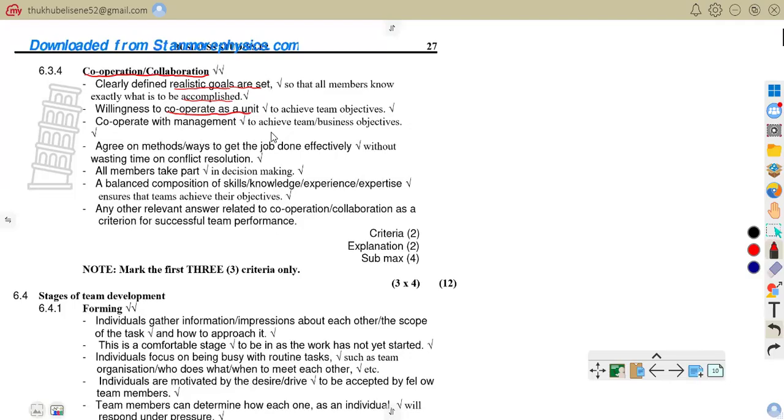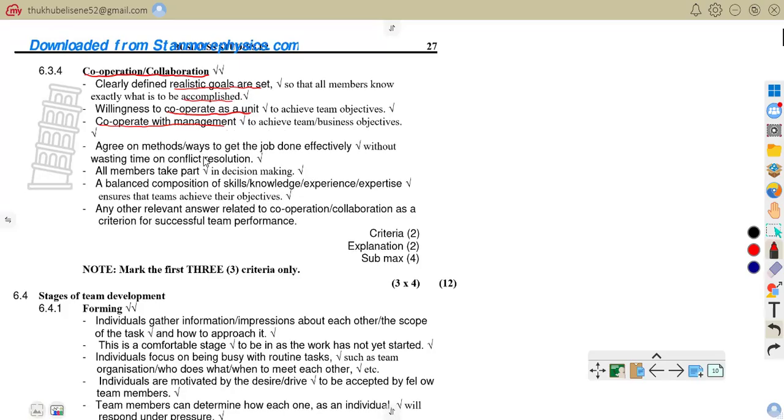Cooperate with management to achieve team business objectives. There is supposed to be cooperation with what? With management, because management are the ones who set the goals of the business, who think for the entire organization. So for their ideas to be well taken and well implemented, they need to cooperate with team members, so that such objectives will be reached.